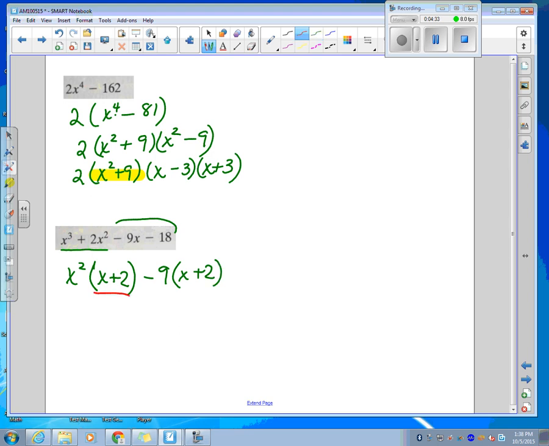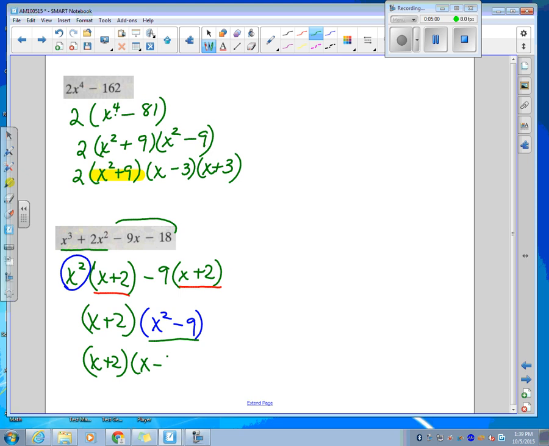So now you're going to see that we have a common factor here and here. So when I factor by grouping, I'm looking for that common factor so I can write it once and then write the other pieces, x squared minus 9. But hopefully you recognize this now as a difference of squares, so you know that you need to keep factoring that. So x plus 2, and then x minus 3, x plus 3. And so the message for the ones that we're practicing today is going to keep factoring until everything is prime, until every term is prime.